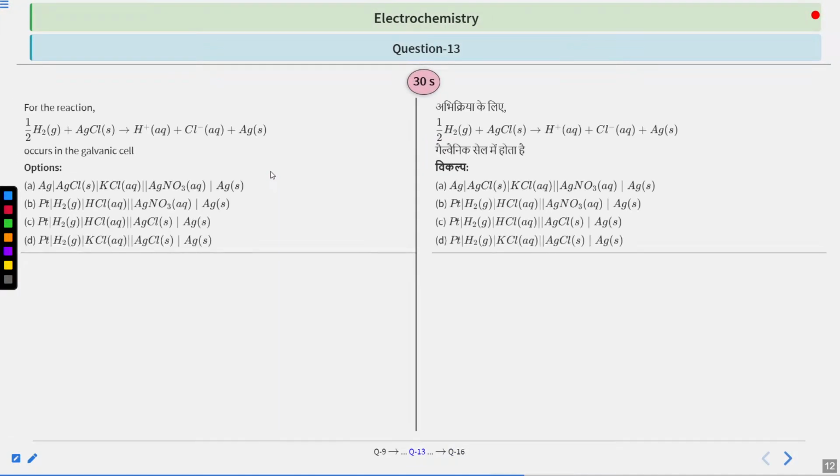Question number 13. Question number 13 says that we have a cell reaction, half H2 plus AgCl gives H plus aqueous plus Cl minus aqueous plus Ag solid, occurring in a galvanic cell. Your options are, A, Ag, AgCl solid, KCl aqueous, the double line for salt bridge, AgNO3, then Ag. Then we have Pt H2 HCl, AgNO3 and Ag. Then we have Pt H2 HCl and AgCl Ag, and the last one is Pt H2 KCl and AgCl Ag. You have 30 seconds to solve this question. Your time starts now.